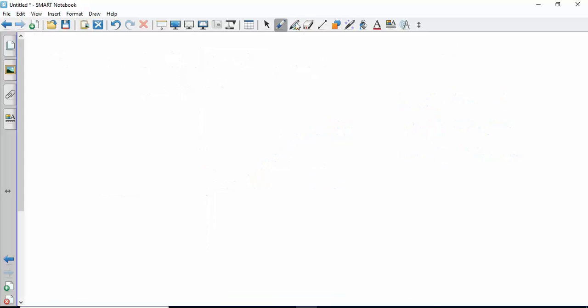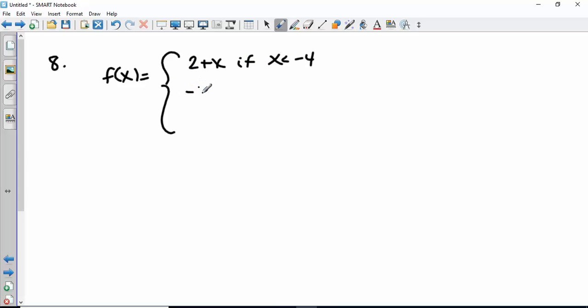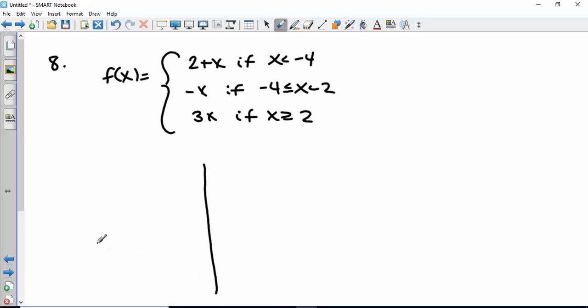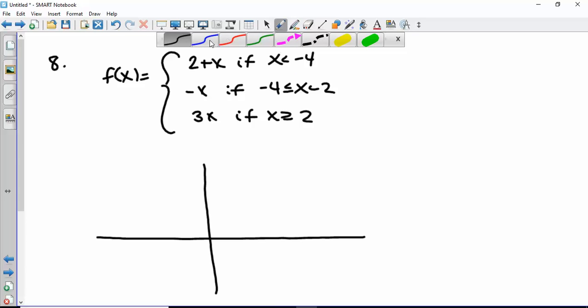If you have any mistakes on your study guide, make sure you are fixing them as we go through here. So number 8. So for this one, we would need to do what?